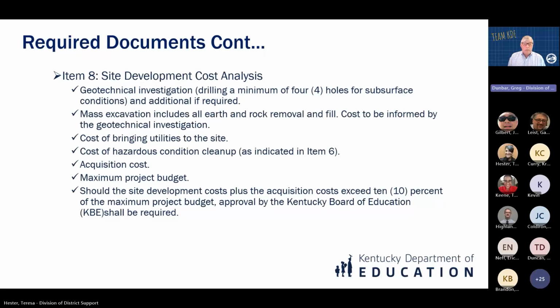Item 8, site development cost analysis. A geotechnical investigation, which includes a minimum of 4 holes, borings, if you will, and any additional if required, depending on the specific site. Costs for mass excavation, which would include rock excavation, rock removal, cut and fill, whether the site's balanced or not, whether you're going to have to truck in fill or take it away from the site. That cost needs to be informed by the geotechnical investigation. Cost of bringing utilities to the site, if any easements would be required to extend facilities to the site. Next slide, please.